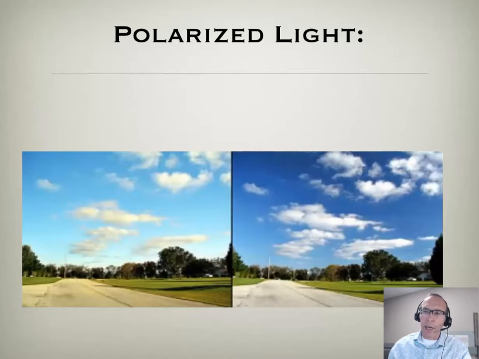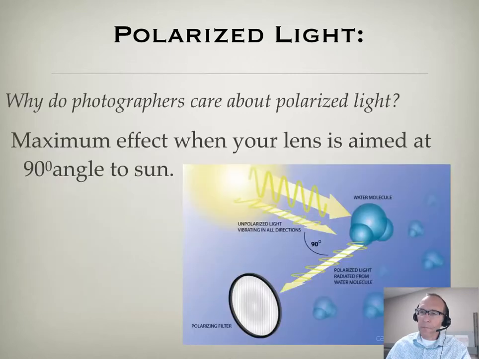And the reason you could do that is because light bouncing off the water molecules is polarized. So there you can see an example of the picture on the left, kind of a washed out sky, very light blue. The photo on the right, the polarizing filter has darkened the sky and made the clouds more visible.